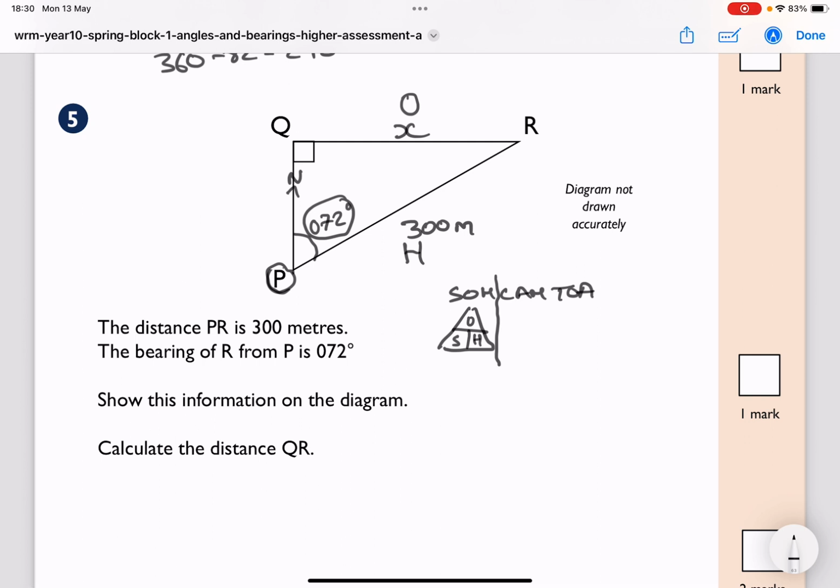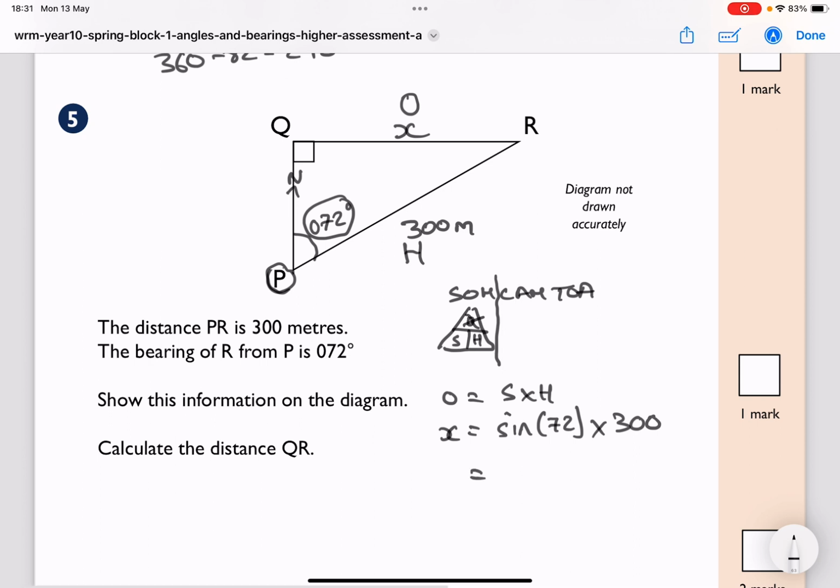SOH, that's what SO means. Cross out the O because I'm trying to find the X. And that tells me that O equals S times H. Substitute, O is X, S stands for sine of 72. Remember to close the brackets, and H is 300.